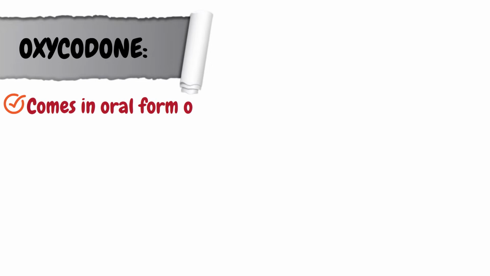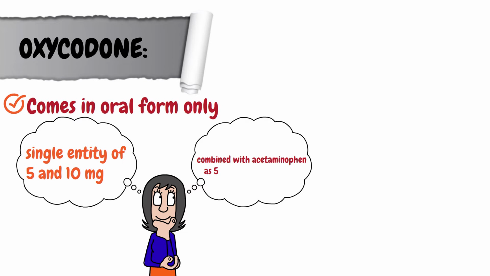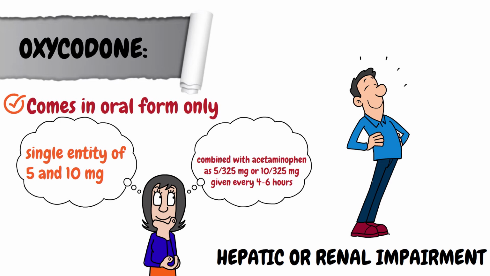How about oxycodone? Oxycodone comes in oral forms only. It is instant release form, comes as a single entity of 5 and 10 mg or combined with acetaminophen as 5/325 mg or 10/325 mg given every 4 to 6 hours as needed. It is safe to use in advanced hepatic and renal impairment.